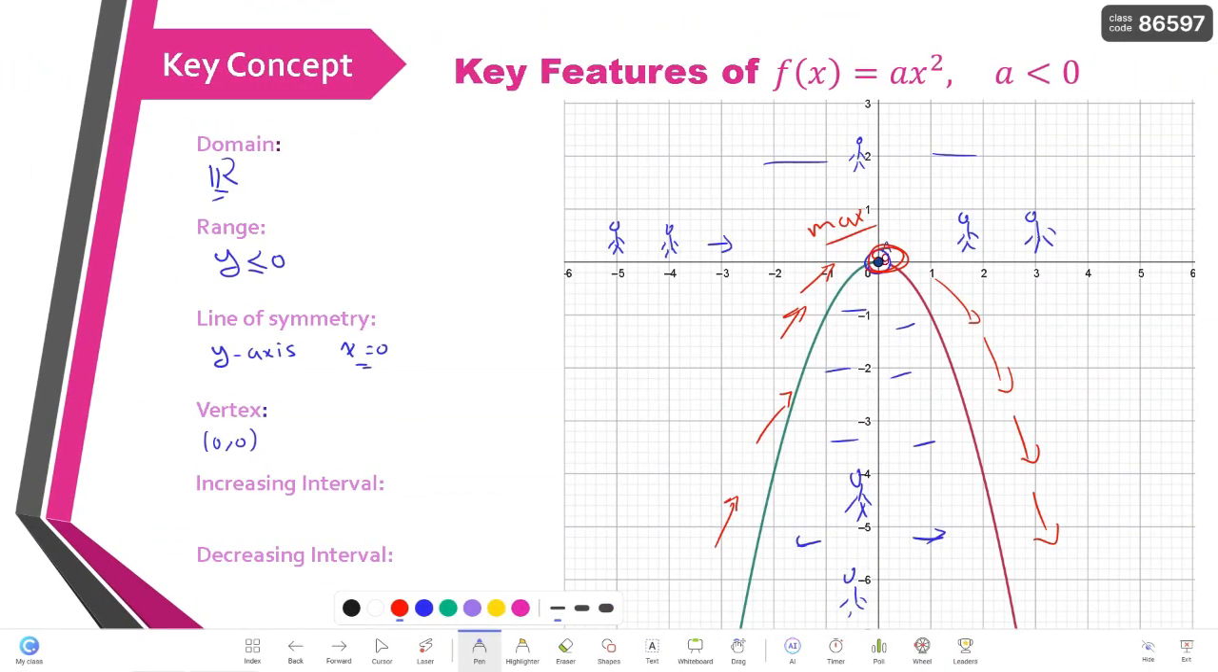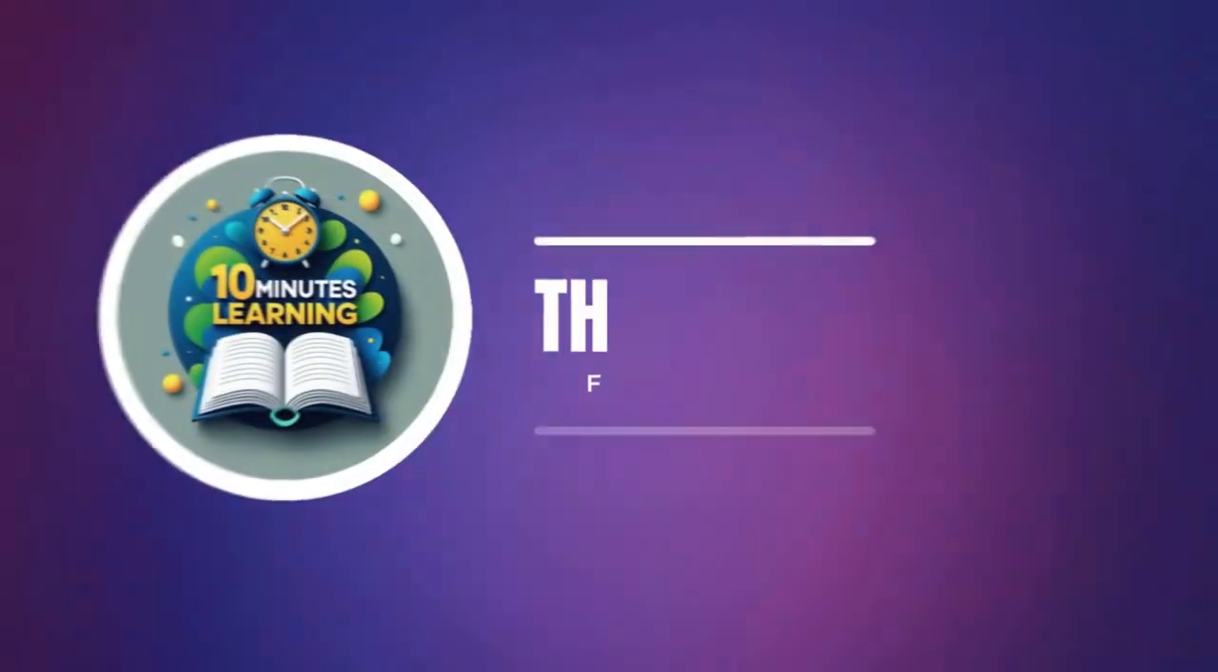So what about the increasing interval? The increasing interval would be from negative infinity to 0. So any number less than 0 would belong to the increasing interval, and the decreasing part would be the part to the right. So this part would be from 0 to infinity, and these are the features in case we have a negative number, or a less than 0.